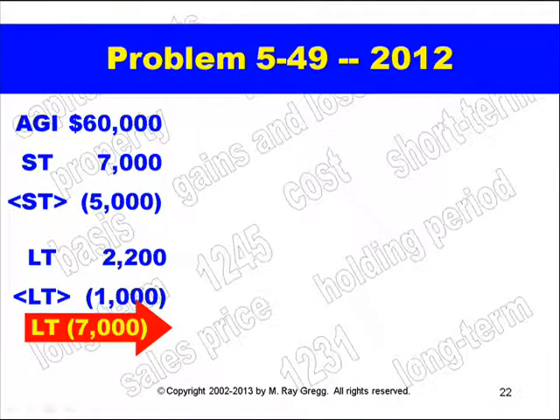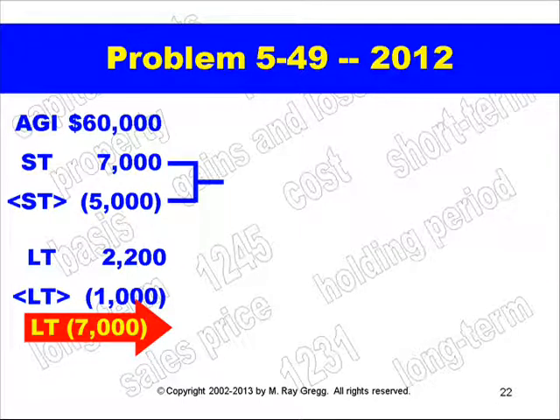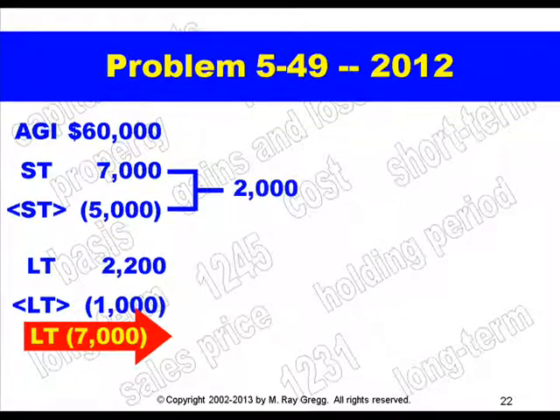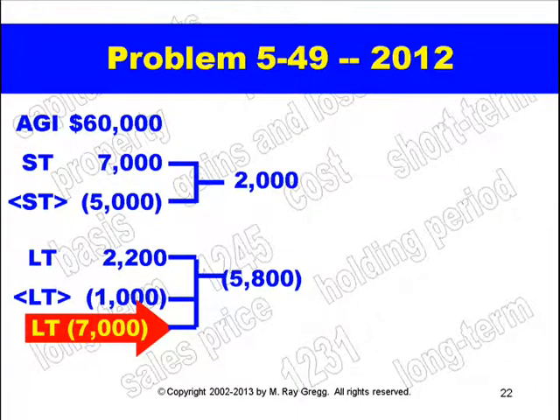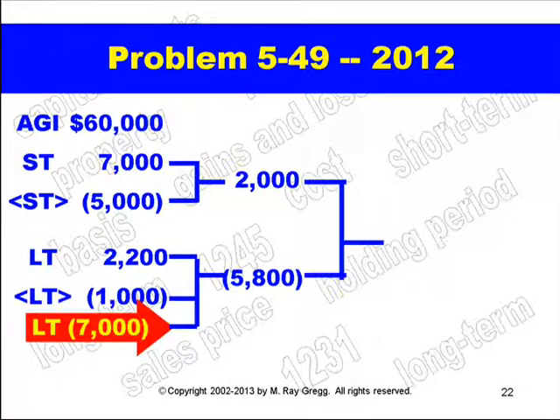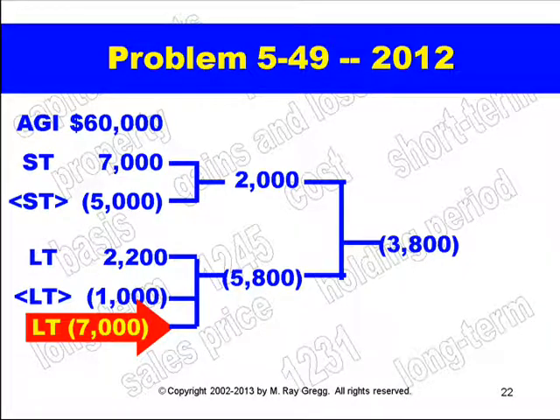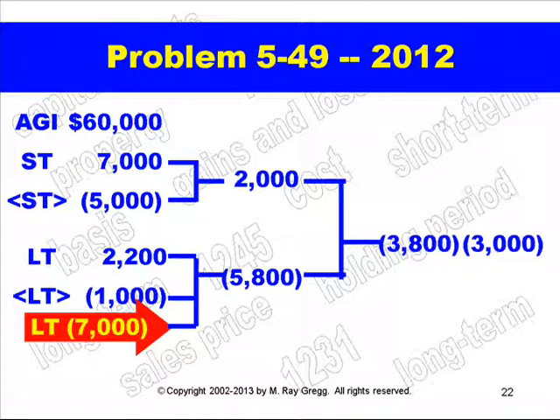In 2012, the two items need to be netted. $7,000 minus $5,000 nets to a $2,000 gain. The three long-term items would need to be netted. $2,200 minus $1,000 minus $7,000 nets to a $5,800 long-term capital loss. Since the short-term and long-term items have different signs, one a gain, one a loss, they need to be netted. $2,000 minus $5,800 is a $3,800 loss this year, $3,000 of which could be deducted this year.